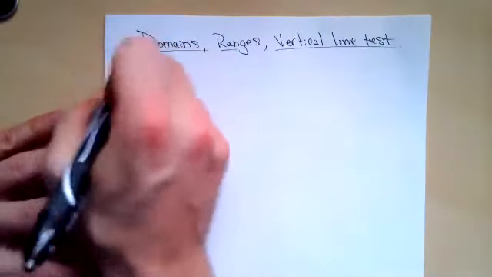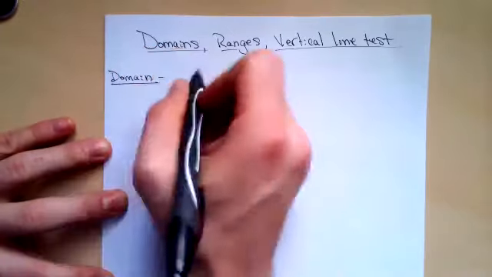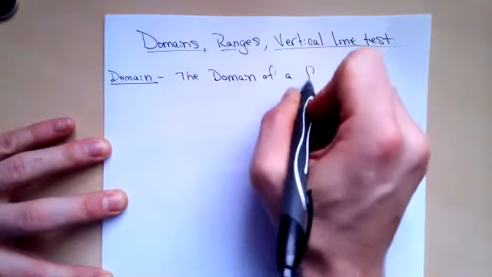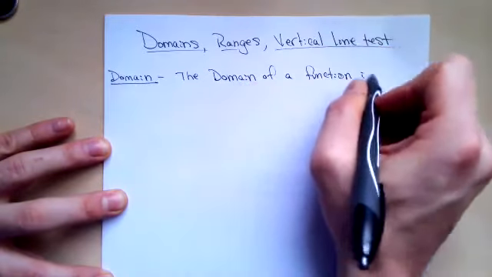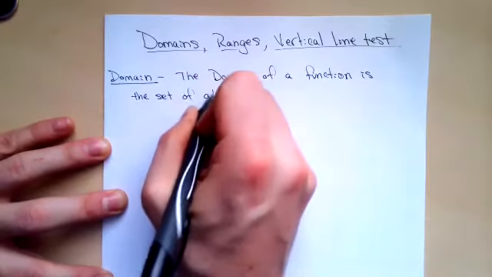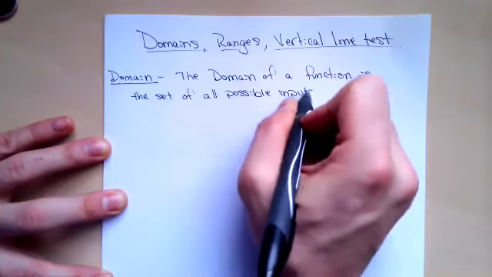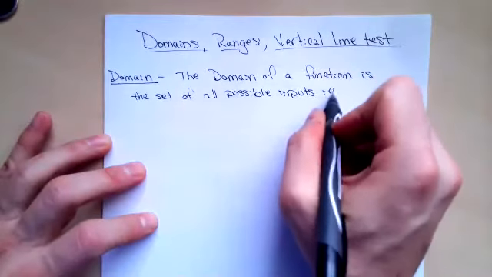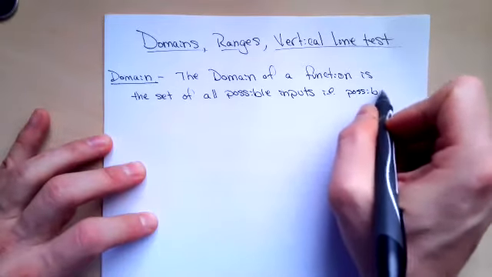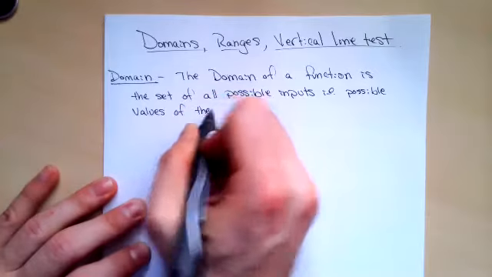So let's go ahead and make these definitions. I think I mentioned these last week. So to formally write it down, the domain of a function is the set of all possible inputs, i.e., possible values of the independent variable.